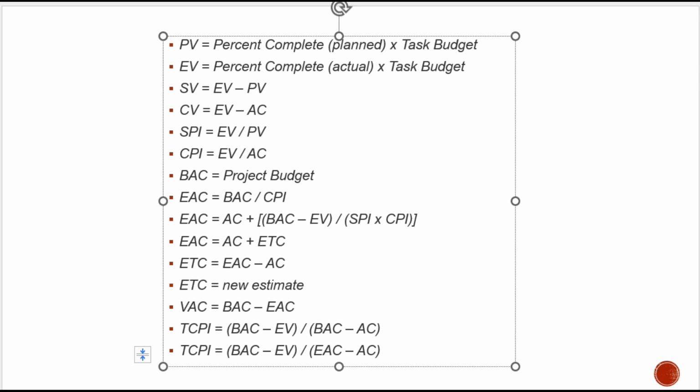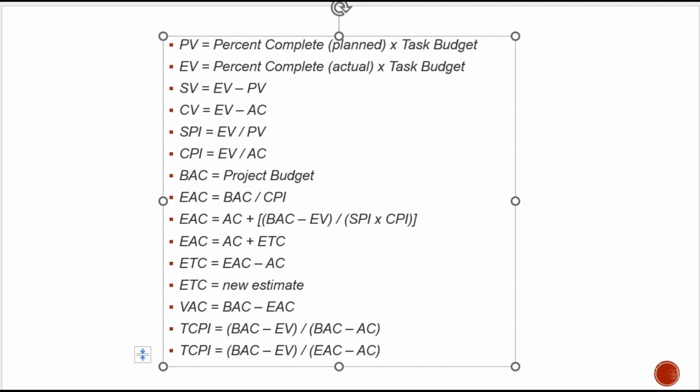Next topic is variance at completion. VAC = BAC - EAC. This talks about the expected cost savings or overruns. Variance at completion equals the project budget minus the estimate at completion.